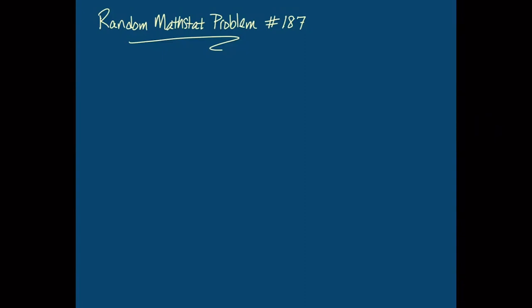This is the solution to random MathStat problem number 187. In this problem, we're given a sequence of independent random variables, x1, x2, x3, on up, and we're given that xn has a binomial distribution with parameters n and p.